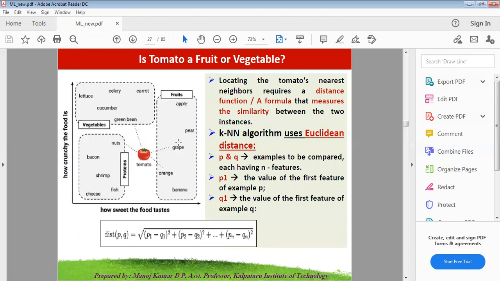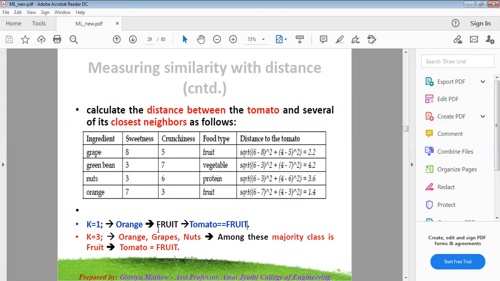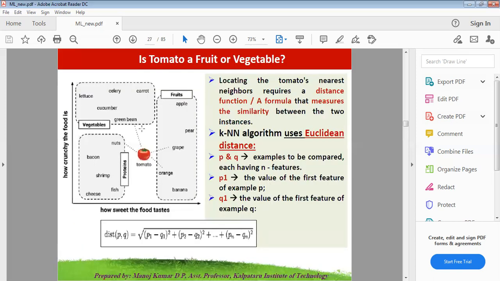Orange and grape are there. Orange and grape are similar to nuts. If orange is okay, grape is also okay; if grapes are okay, nuts are also okay. Now I will tell the majority class among orange, grapes and nuts. Orange and grapes come under fruits. Nuts come under proteins.